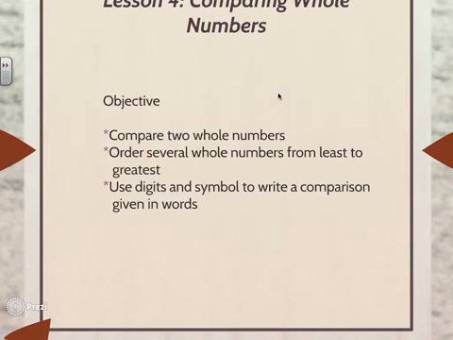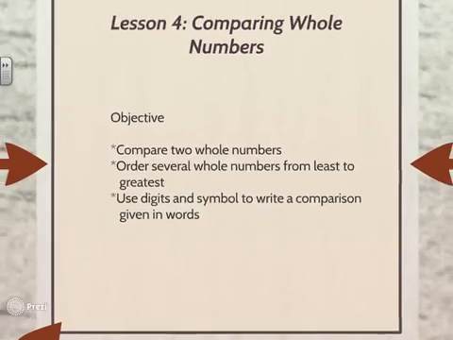You're having a great first week of school, and we're on lesson 4 in math, comparing whole numbers. Our objective of this lesson is to be able to compare two whole numbers and also order several whole numbers from least to greatest. And then learn to use digits and symbols to write a comparison given in words. So get out your worksheet and a pencil and let's get started.